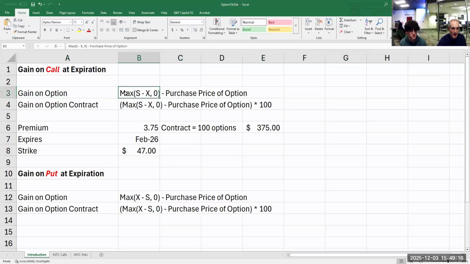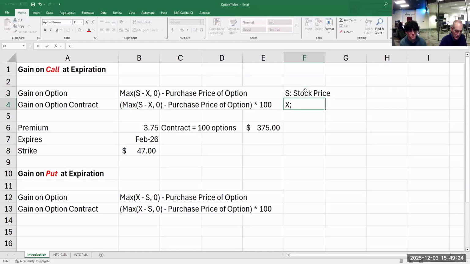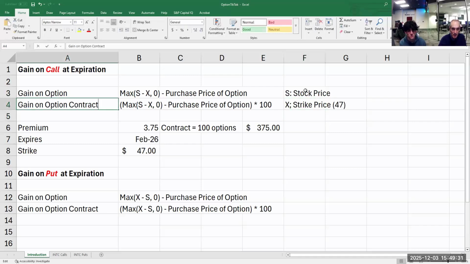Really important. It's max of S minus X. S is the stock price. X is the strike price. We know here our strike price is 47. So what you're not sure about is where will Intel stock price be? You have until February for its stock price to rise. You got plenty of time.